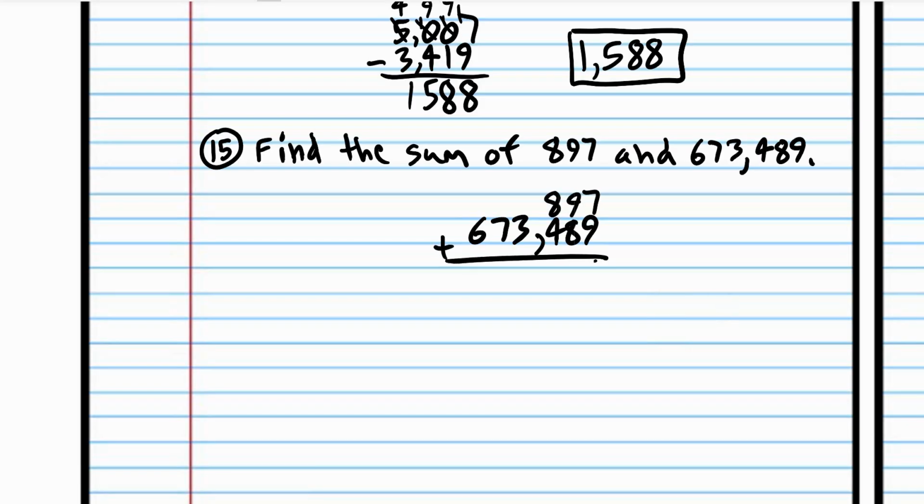7 plus 9 is 16. Carry the 1. 8 plus 9 plus 1 is 18. Carry the 1. 4 plus 8 plus 1 is 13. Carry the 1. 3 plus 1 is 4. 7 plus nothing is 7. 6 plus nothing is 6. Count 3 over. Put the comma as usual. And your final answer is 674,386.